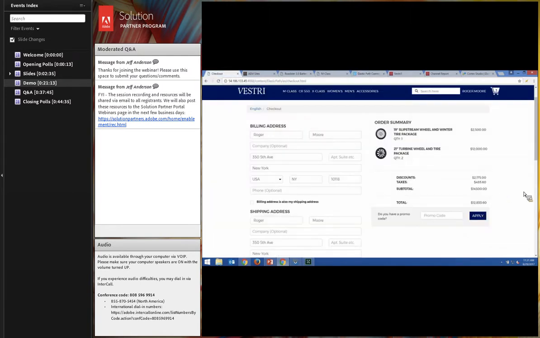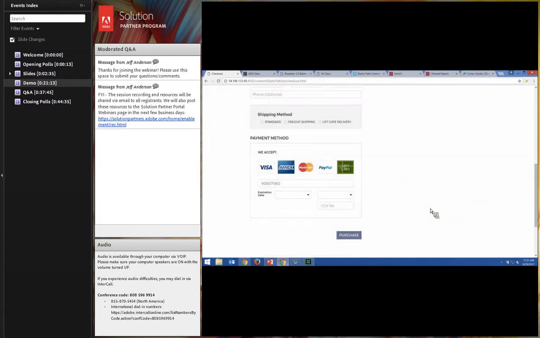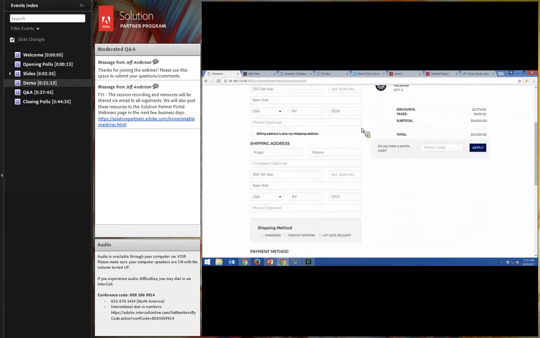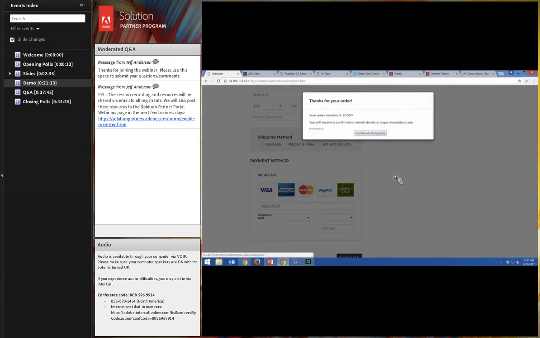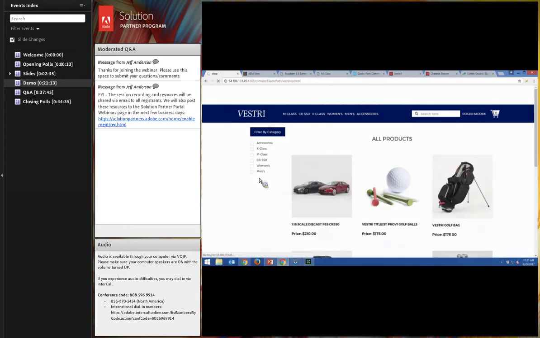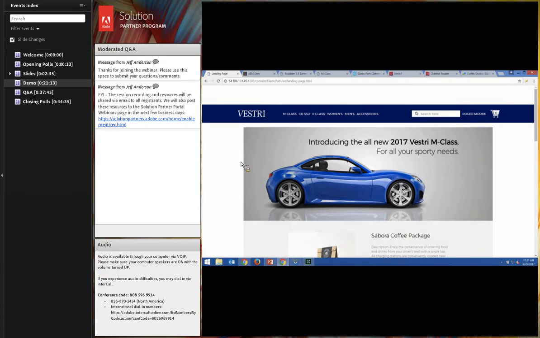So I'm going to pop back to the demo over here, and we'll complete this checkout because I want to clear the cart. We'll click purchase. Okay, so we've got our order done. Our cart should be clear now. We'll go back to the Vestry homepage.